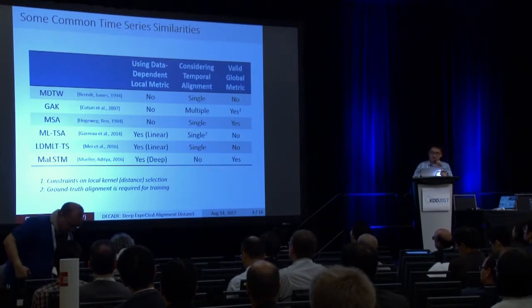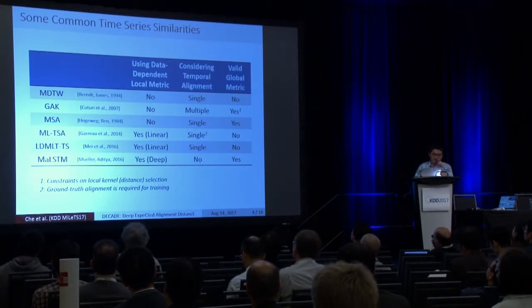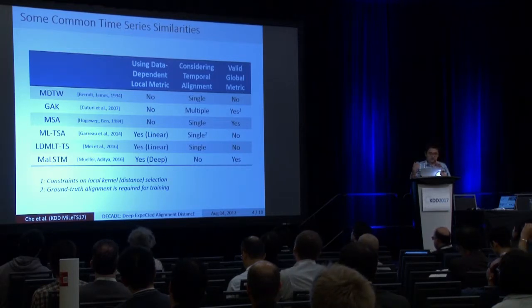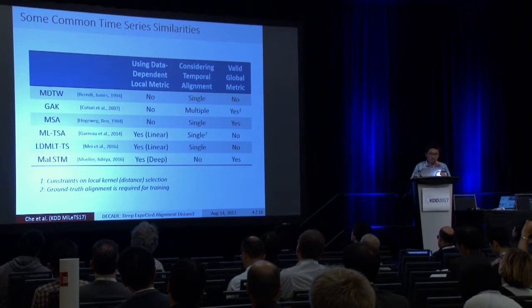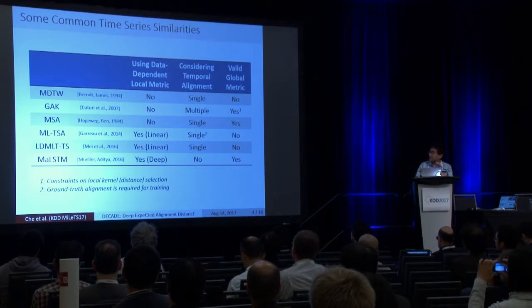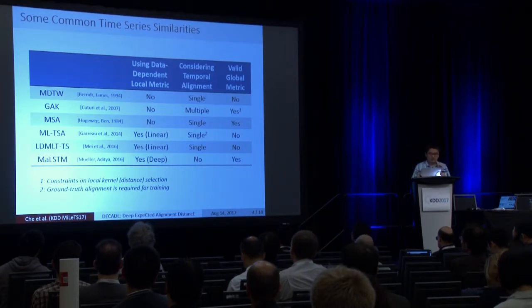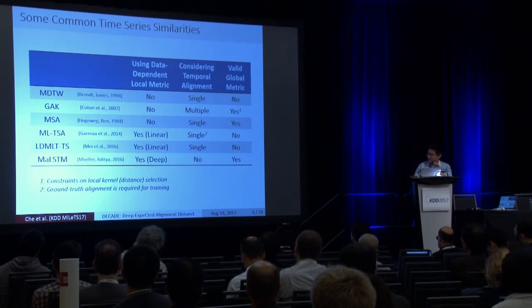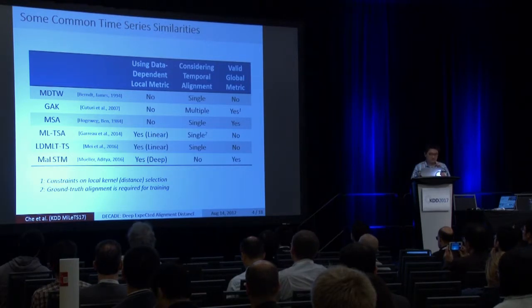So here is a summary of some commonly used time series similarities. As we mentioned before, dynamic time warping, DTW, doesn't have a theoretical guarantee on its validity. And similarly, the global alignment kernel, GAK, has some constraints on its local distance so that it can be used as a valid kernel. And some other methods, such as deep learning-based methods like LSTM, usually take the representation from the last time step, so that the temporal alignment between the time series is not considered.